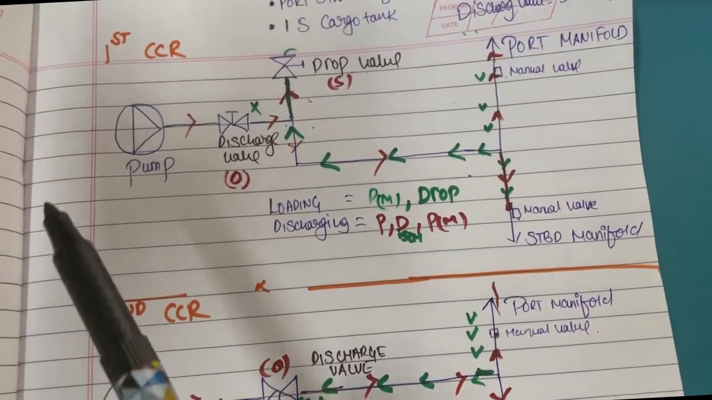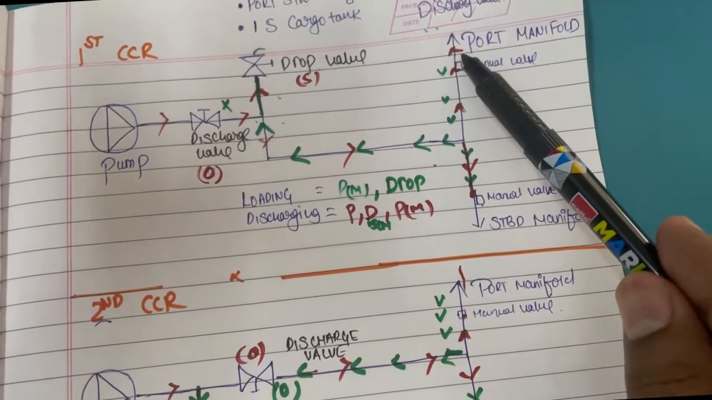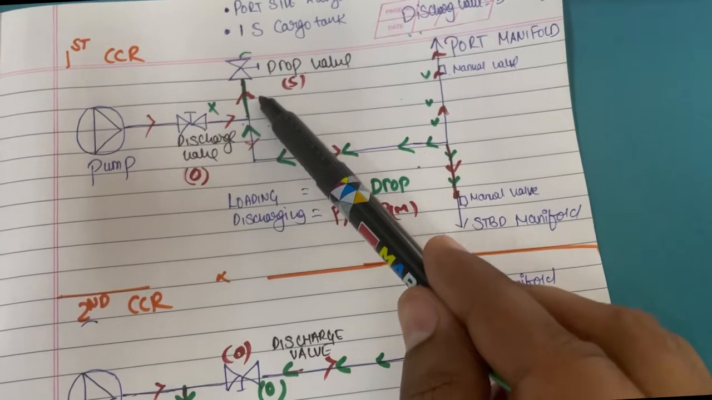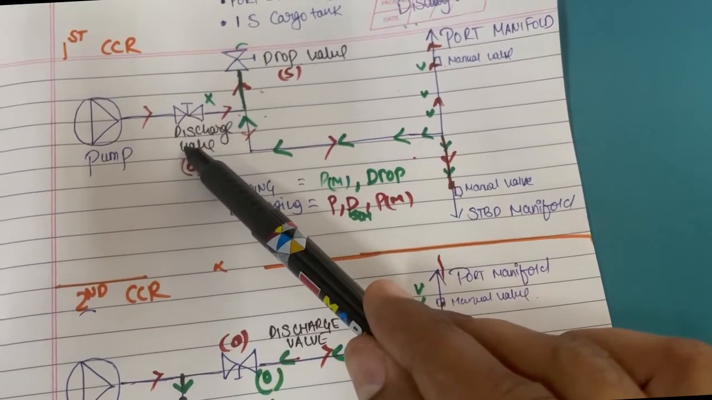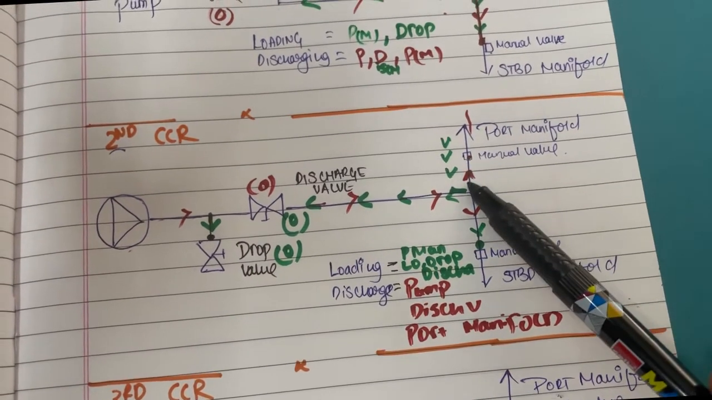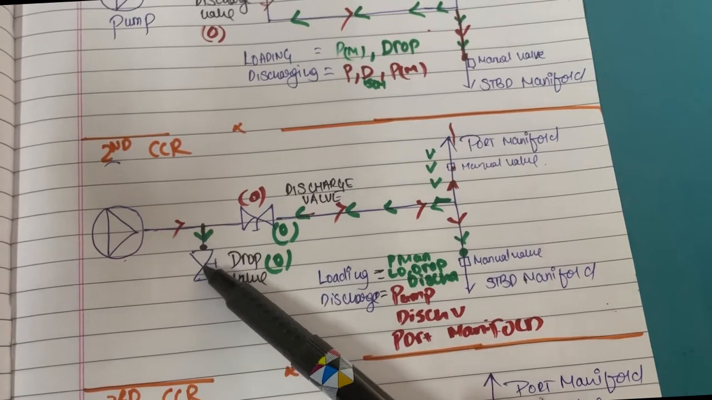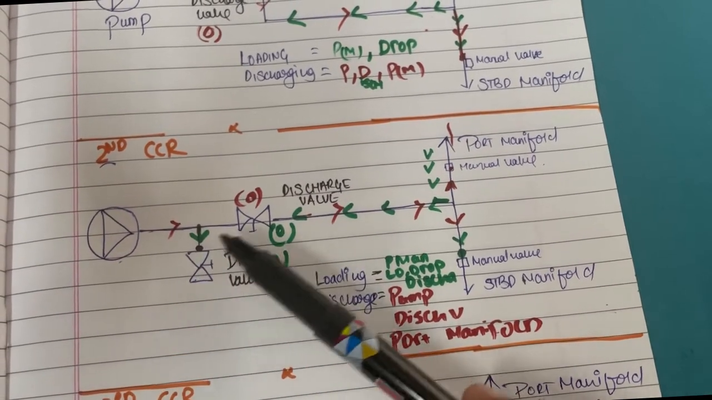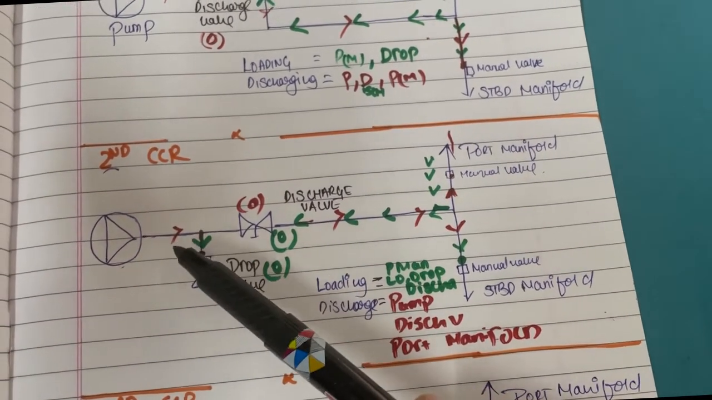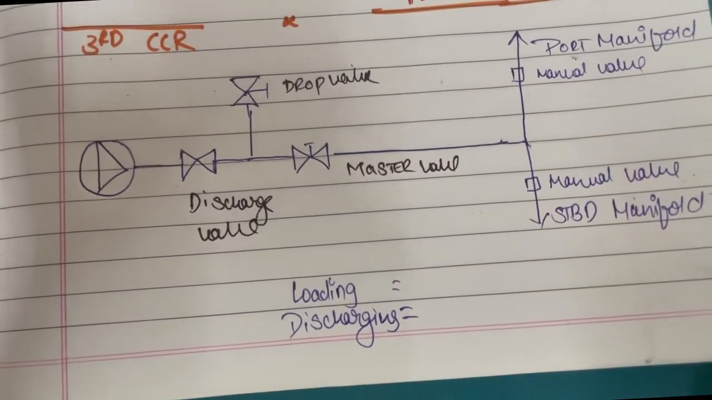In the previous case, we just opened the discharge valve and did the discharging. For loading, we just opened the manifold valve over here, the cargo came, and we opened the drop valve and kept this discharge valve shut. But here for loading, we have to open this manifold valve, let the cargo come, and open the discharge valve and also the drop valve. So here both of the valves have to be opened in case of loading, but in case of discharging, only the discharge valve has to be opened. Then there is an example for the third type of CCR.